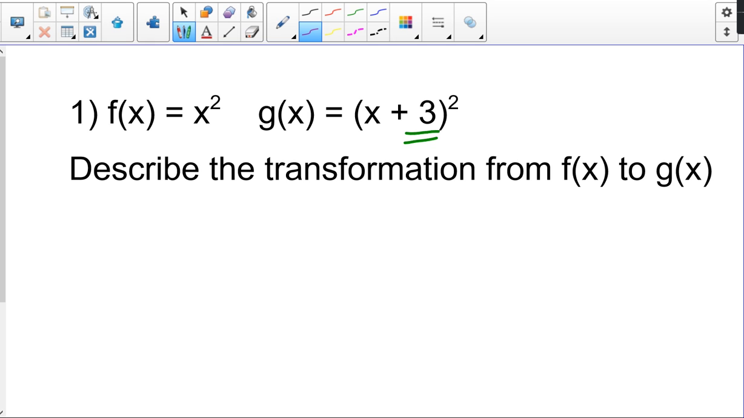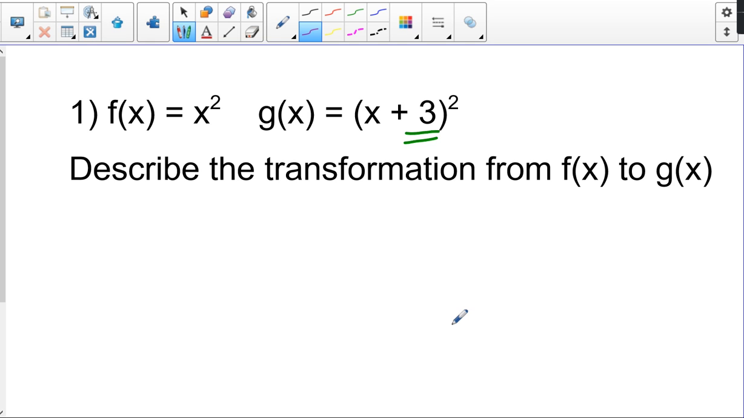So hopefully some of you remember when we worked with vertex form, x squared has a vertex at (0, 0). It's right in the center of the graph. And if we add 3, the axis of symmetry becomes -3. The vertex becomes (-3, 0). So this would be a shift 3 units to the left.